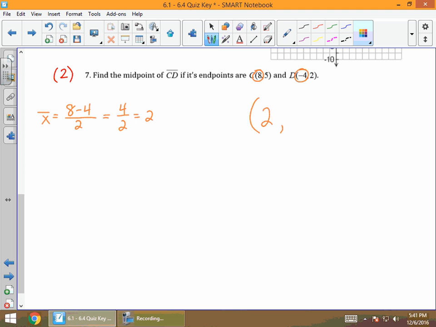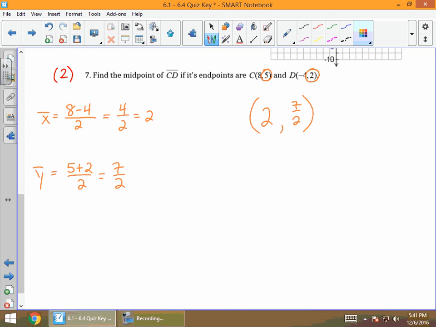Now the y value of the point, I'm going to use the 5 and the 2. I want to find the average of 5 and 2. Add them together. 5 plus 2 divided by 2. 5 plus 2 is 7 divided by 2, and that does not simplify. So the y value is 7 halves. If you put 3.5, I gave you credit there. That was no problem. 3.5 is okay.